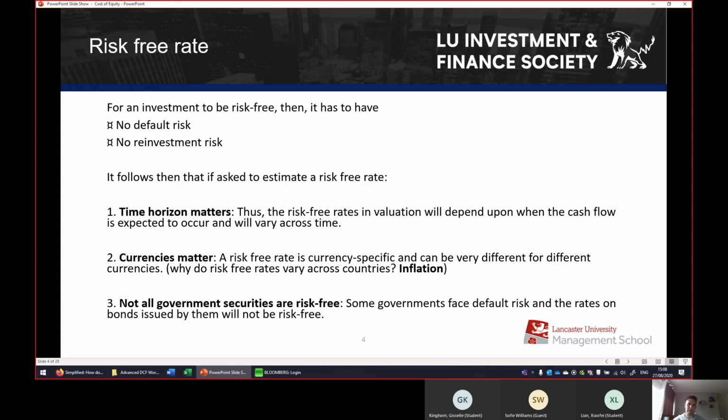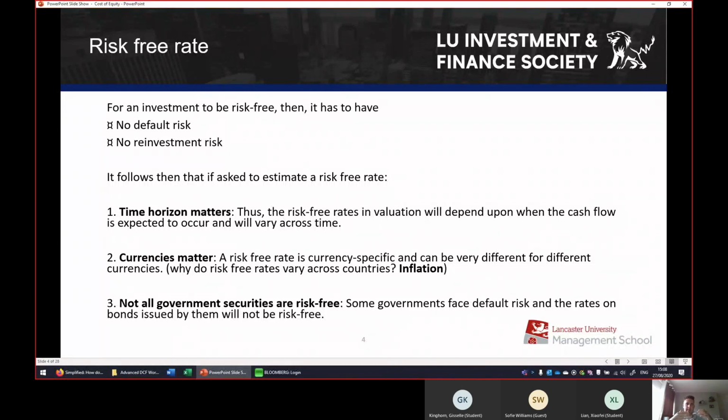Now the other thing that you need to remember, and you might not get mentioned this when you learn about risk-free rate, is there's no reinvestment risk, and this is really important. I've seen a lot of times where the wrong security is used for the risk-free rate because they didn't take into account the reinvestment risk, okay?